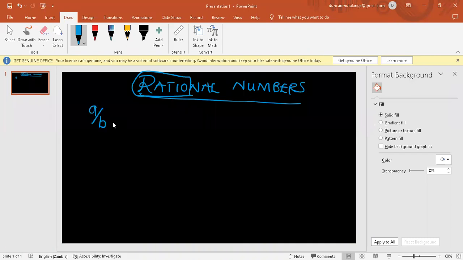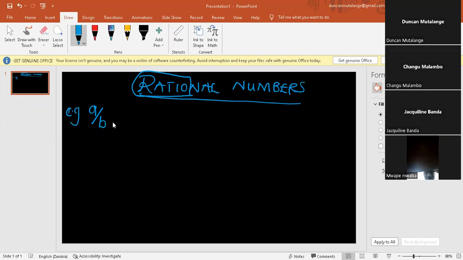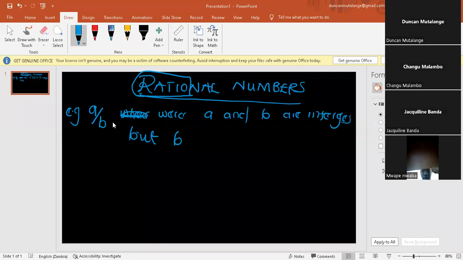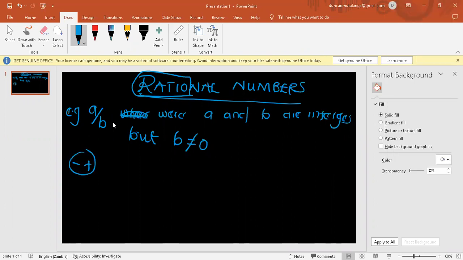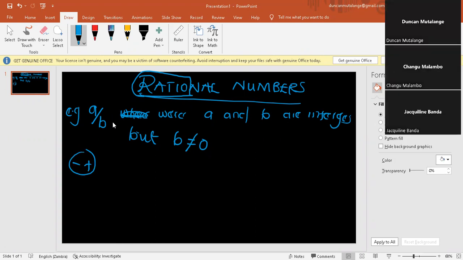So an example is A over B, where A and B are both integers, but B is not equal to 0. B should not be equal to 0, because the moment you have 0 in the denominator, the answer is going to be undefined. So A and B can be any integers. When you're talking about integers, we are simply talking about negative and positive numbers, numbers around the number line. The ratio of these two numbers is called a rational number.